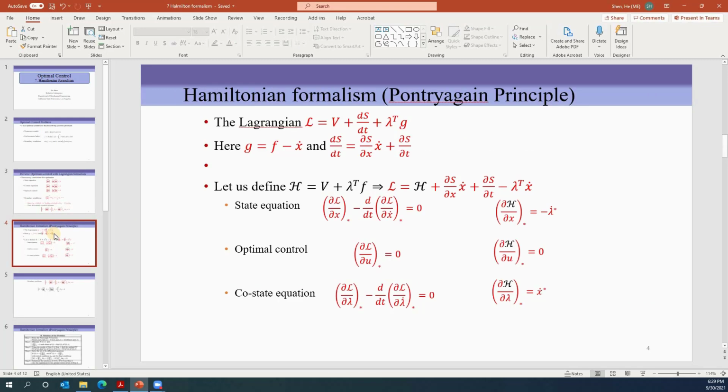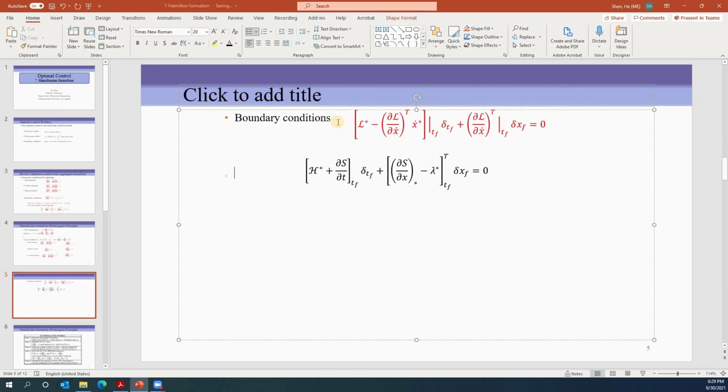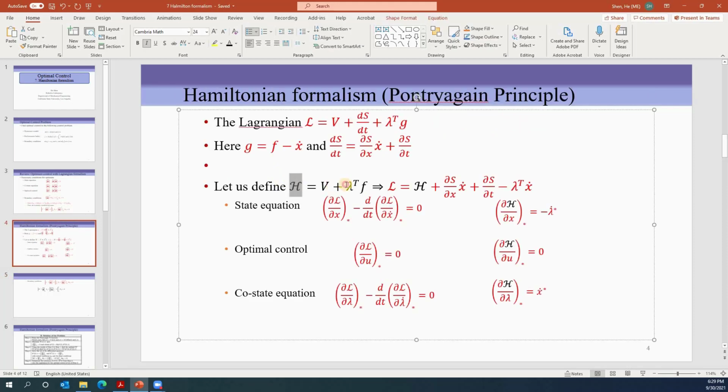Let's have a quick recap about how we use this to solve the problem. The procedure is to introduce the Hamiltonian as this function, V plus lambda transpose times F. And remember, F is everything on the right-hand side of the dynamic equation without the x dot terms. And we'll have a new result, which looks more compact compared to the Lagrangian formalism. The optimal control is in the same form, partial H over partial U equal to 0. This can help us find the optimal control.